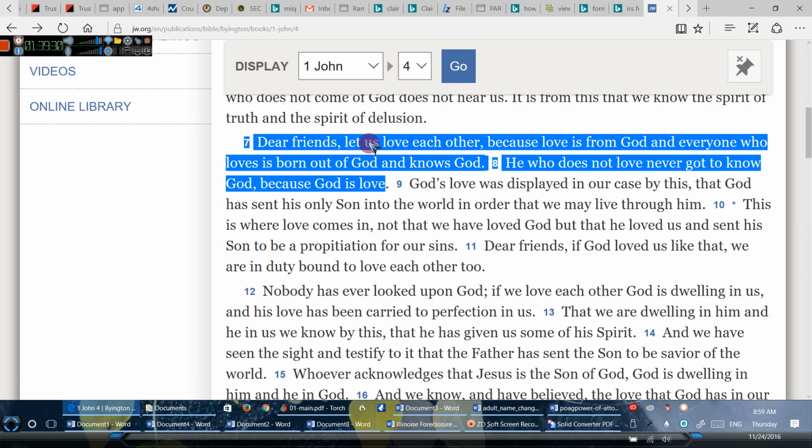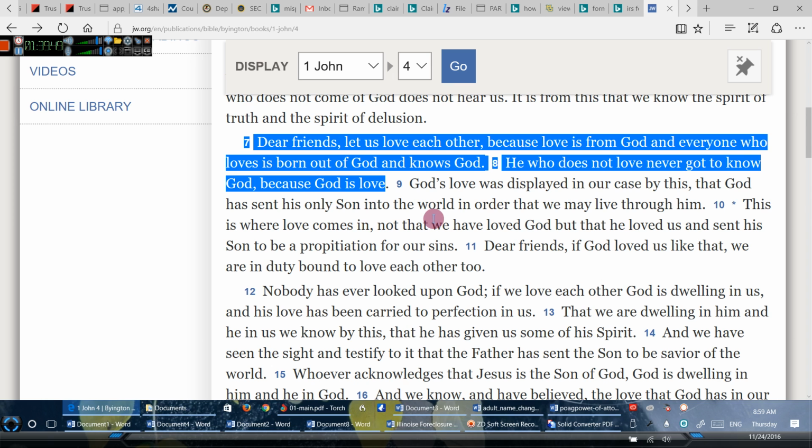Dear friends, let us love each other because love is from God. And everyone who loves is born out of God and knows God. He who does not love never got to know God, because God is love.